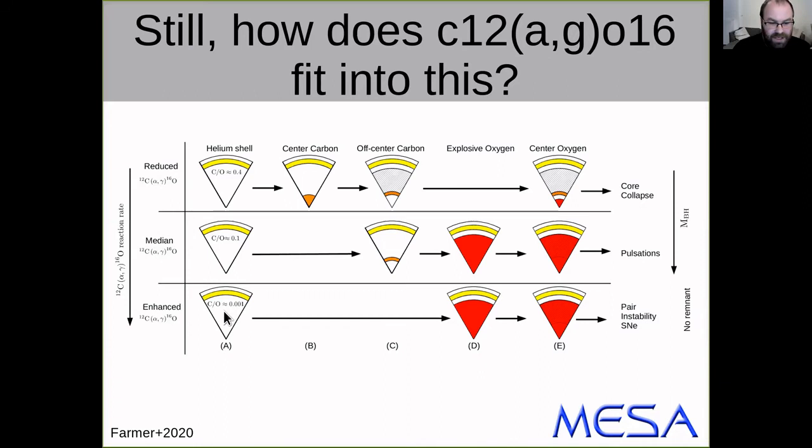And then finally, when the rate is very high, you've basically got no carbon, so you don't even get a little bit of stabilization. You'll go straight through this explosive process and completely disrupt the star. So as the rate increases and you decrease the amount of carbon, you decrease the mass of the black hole you get at the end.